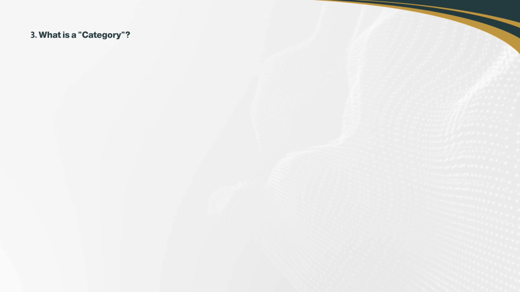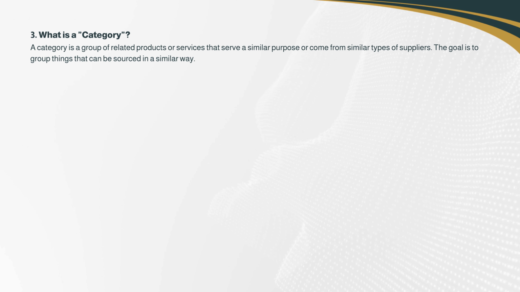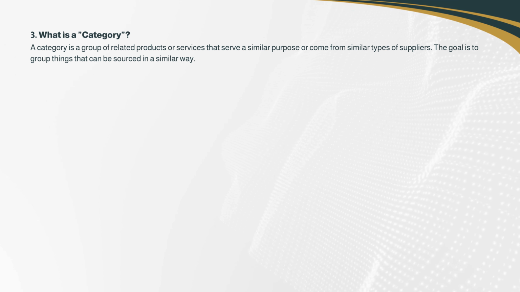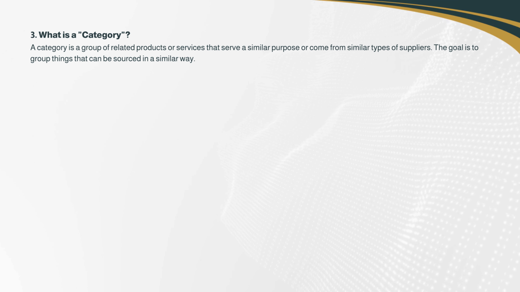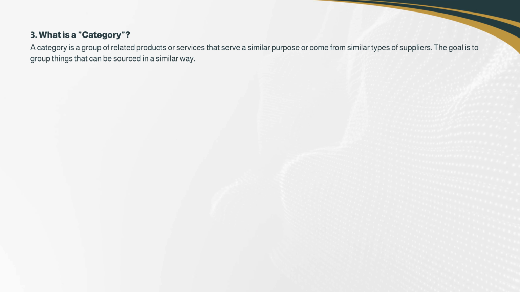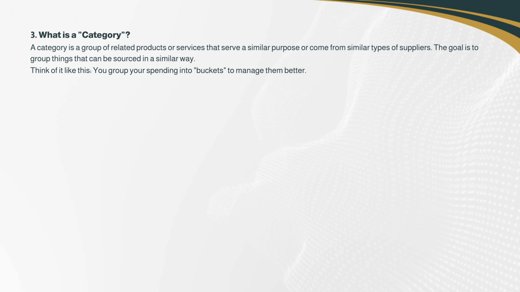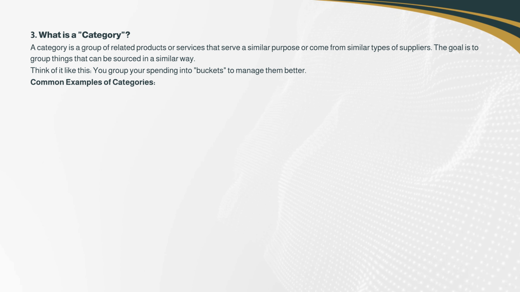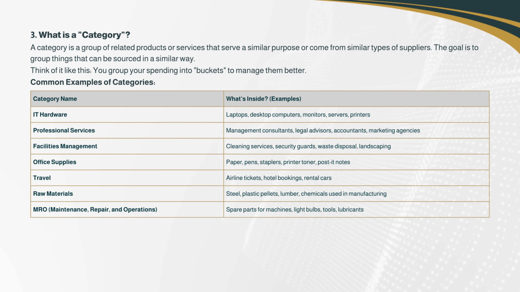3. What is a category? A category is a group of related products or services that serve a similar purpose or come from similar types of suppliers. The goal is to group things that can be sourced in a similar way. Think of it like this: you group your spending into buckets to manage them better.